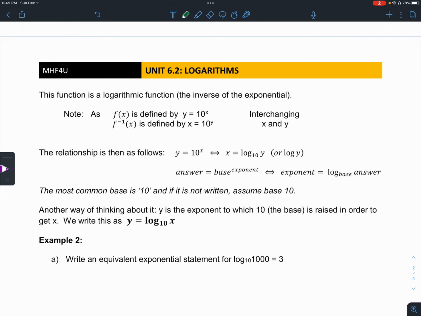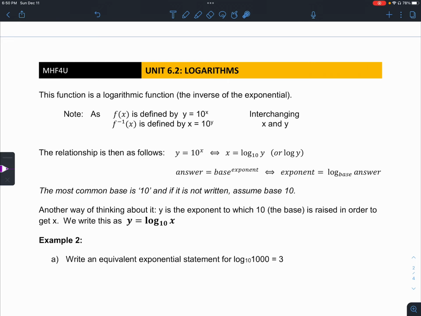Okay, so that's another way to actually write this. Now we're going to look at how to convert from exponential form, which is this form here, to logarithmic form, which is this form here. Like how do we go from something like this, an exponential equation, to a logarithmic equation? So what we basically have here is we have the answer. So the answer, y in this case, is equal to the base, which is 10, to the exponent, which is x in this case.